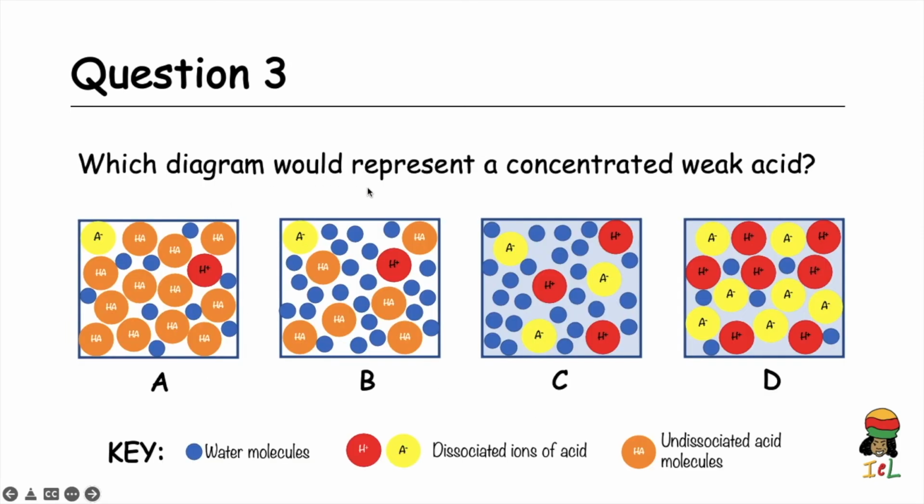Question 3. Which diagram would represent a concentrated weak acid? So take a look carefully at option A, B, C, and D. Using the key, the blue circle represents the water. You have your dissociated ions, H plus A minus, represented by the red and yellow circles respectively, and of course the undissociated acid molecules, HA.